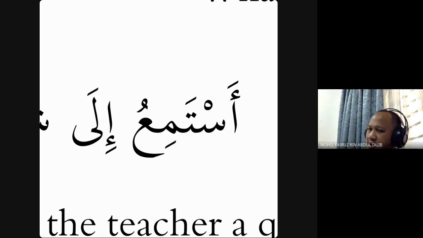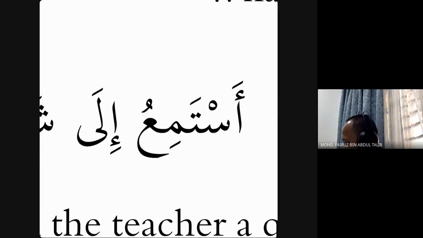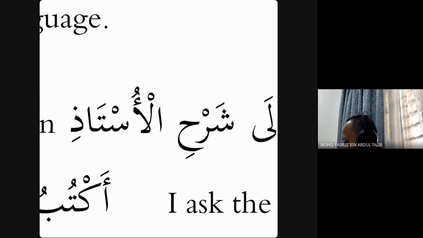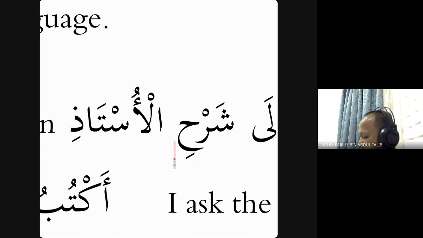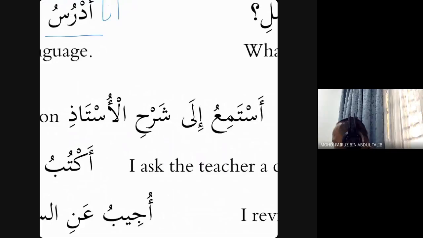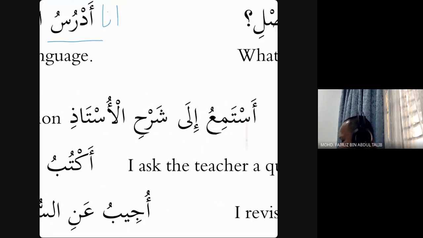Astami'u ila. So here I give you one example. Astami'u ila syarhil ustaz. Syarh is explanation. Ustaz is your ustaz, your teacher. So astami'u ila syarhil ustaz. I listen to the explanation of the teacher. Okay, so this is the second verb. Astami'u ila.